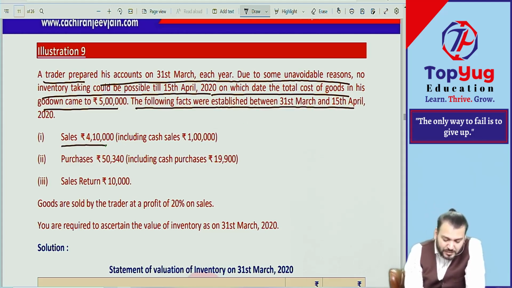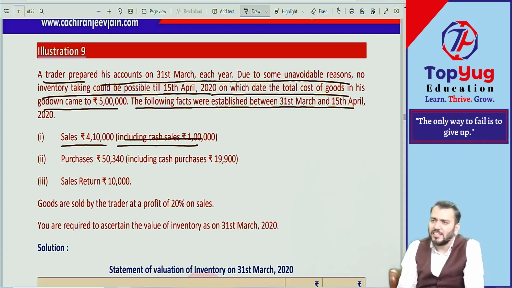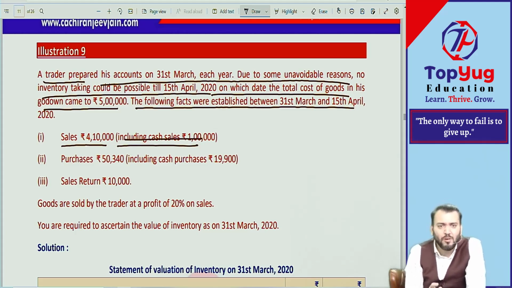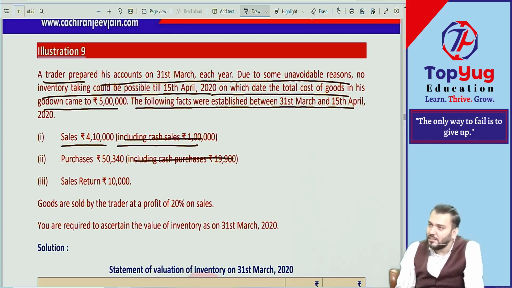Sales 4 lakh 10,000 including cash sales. Whether credit sales or cash sales, goods will go out. So this is given only to confuse you, including cash sales. Now you'll think, cash sales, nice. But can I say whether credit sales or cash sales, goods will go out? So cash sales is only a point given to confuse you. You will take total sales 4 lakh 10,000, and purchase including cash purchase. This is a useless point. Ignore this point.